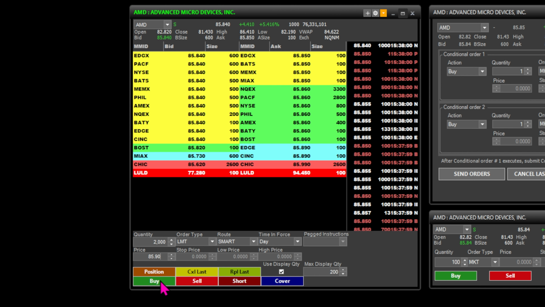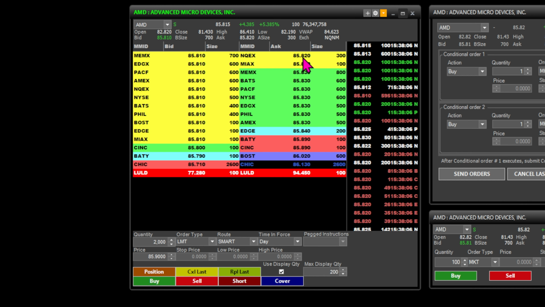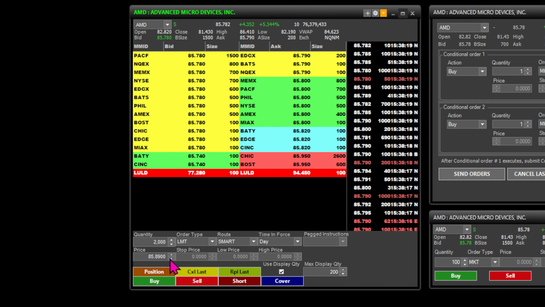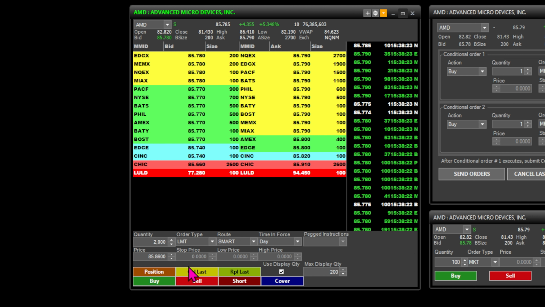So what's going to happen is if I were to hit the buy button here, it would fill at the best price possible, but it wouldn't fill any higher than 85.90. It would be capped on a buy. That limit is going to be the limit at which you would buy. And on a sell, it's going to be the lowest you're willing to sell for.